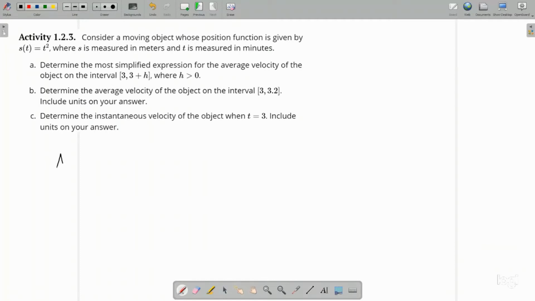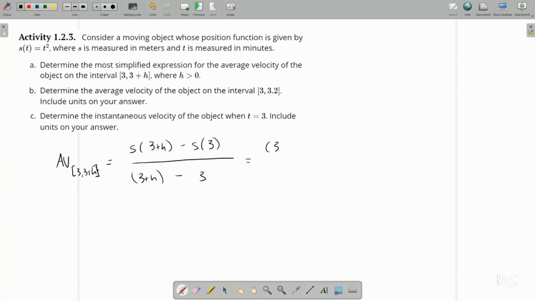All right, so in order to do this, we have to remember the formula for the average velocity. So average velocity on the interval 3 to 3 plus h is equal to s of 3 plus h minus s of 3 over 3 plus h minus 3. So the position evaluated at the endpoint minus the position evaluated at the starting point divided by endpoint minus starting point. Remember that this is a slope, so this is like y2 minus y1 over x2 minus x1, and you just plug it in.